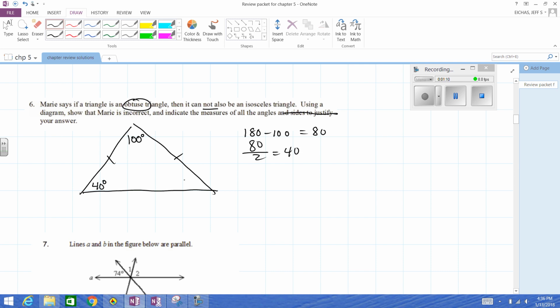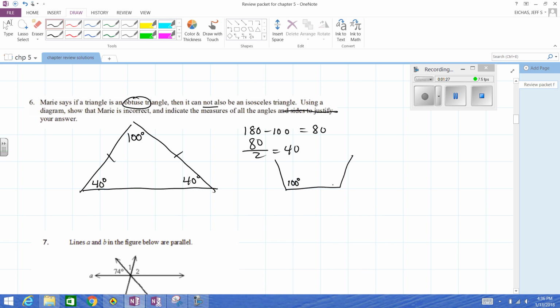Now, the reason we have to make those two the same is so that it is, in fact, isosceles. If two angles are the same, then two sides are the same. Now, it is true that you can't have two obtuse angles. We couldn't have two 100-degree angles because now we're over 180, and 180 is our limit.